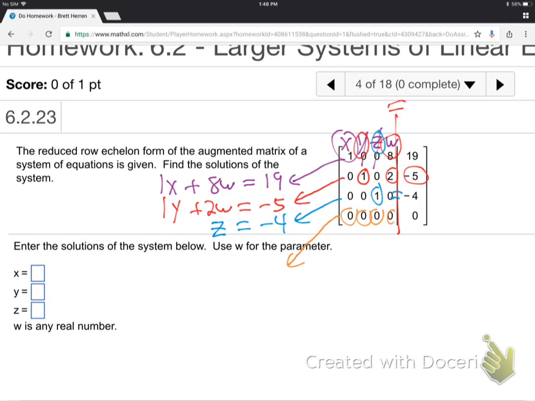0, 0, 0, 0 equals 0. Well, that's a profound statement. 0 equals 0. Yes, indeed. That's true, but who cares? It's true but irrelevant, which is different.